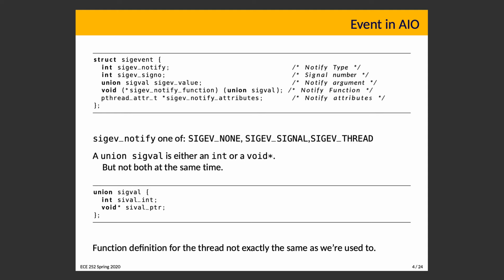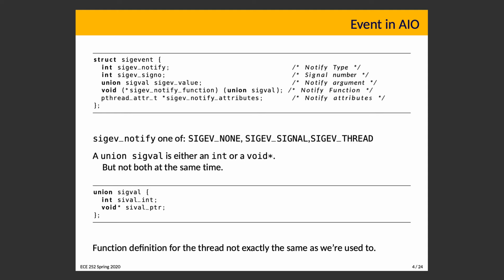So if we chose SIGEV thread, then the fields that are relevant are, of course, the notify type, where we said we want it to be a thread. We will use the union sigval SIGEV value to be the argument that's provided to the thread. We will specify the notify function. This is the function that I want to run, and we can use the attributes.